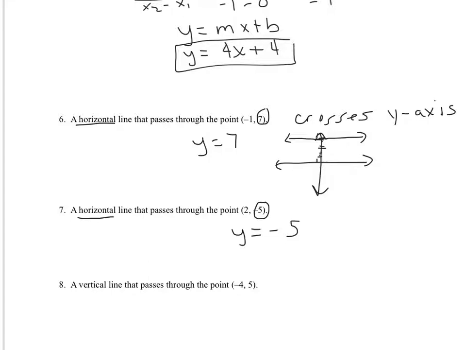Now if it's vertical, vertical means that it's going up and down. And that would mean that it crosses which axis? Vertical will cross your x-axis. So you want to make sure you get those straight. That means every point on this line has the same x value, in this case x equals -4.